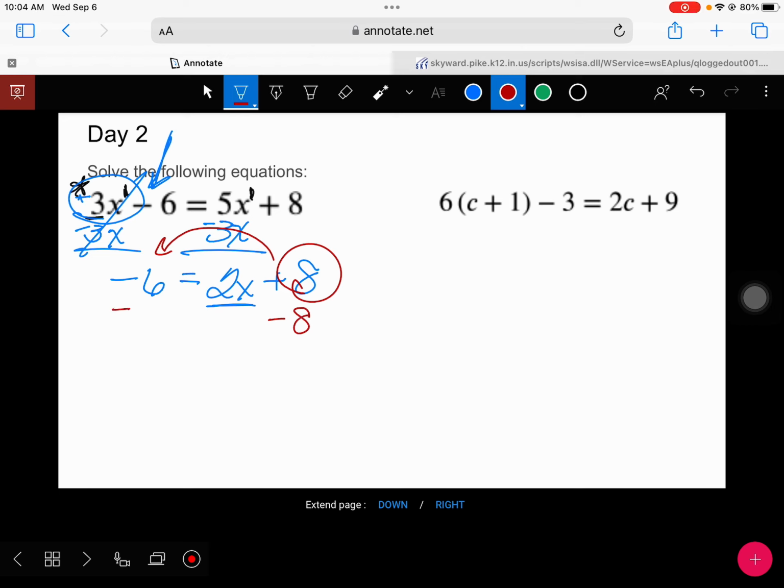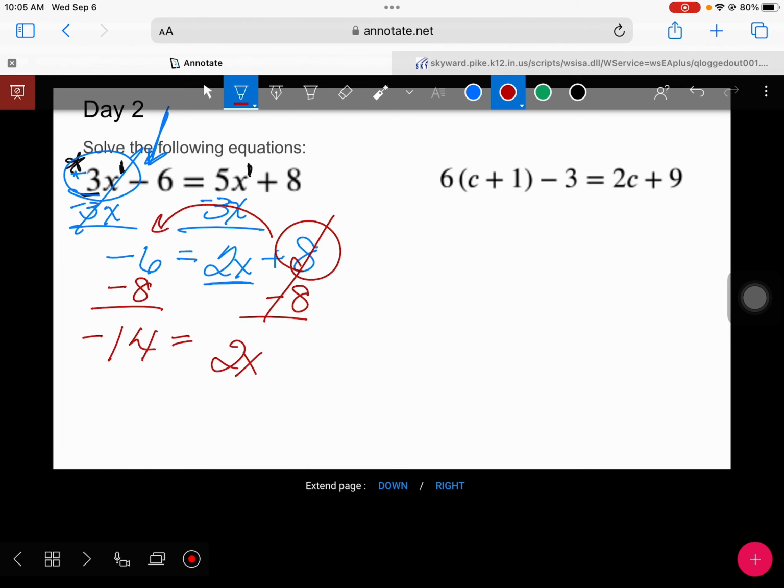So subtract 8, 8's cancel out, and I get 2x is equal to negative 14. Solving for x, what would I do here? Divide by 2, divide by 2. X is equal to negative 7. How many had x equals negative 7? Yes.